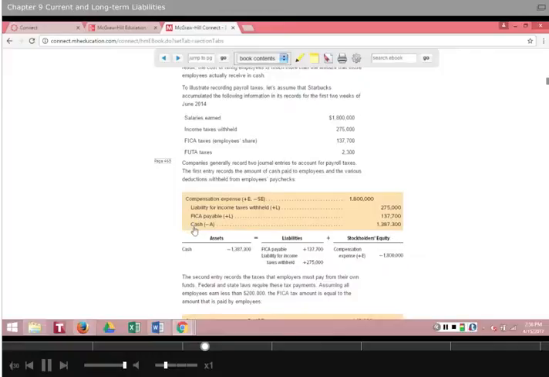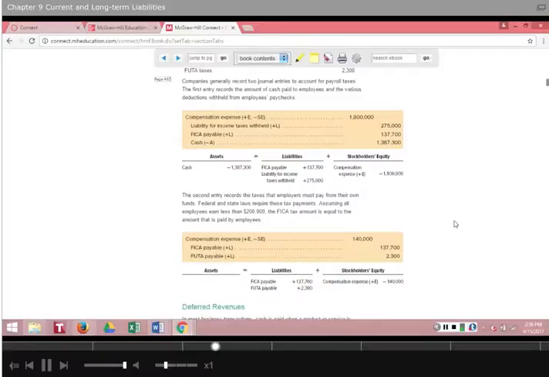Now, a lot of times we don't pay the payroll as we accrue the expense, so this might have been a compensation payable. And then when it's finally paid, it would be a reduction to the compensation payable and a credit to cash. So it depends on how they treat these compensation expense and when they actually pay them.